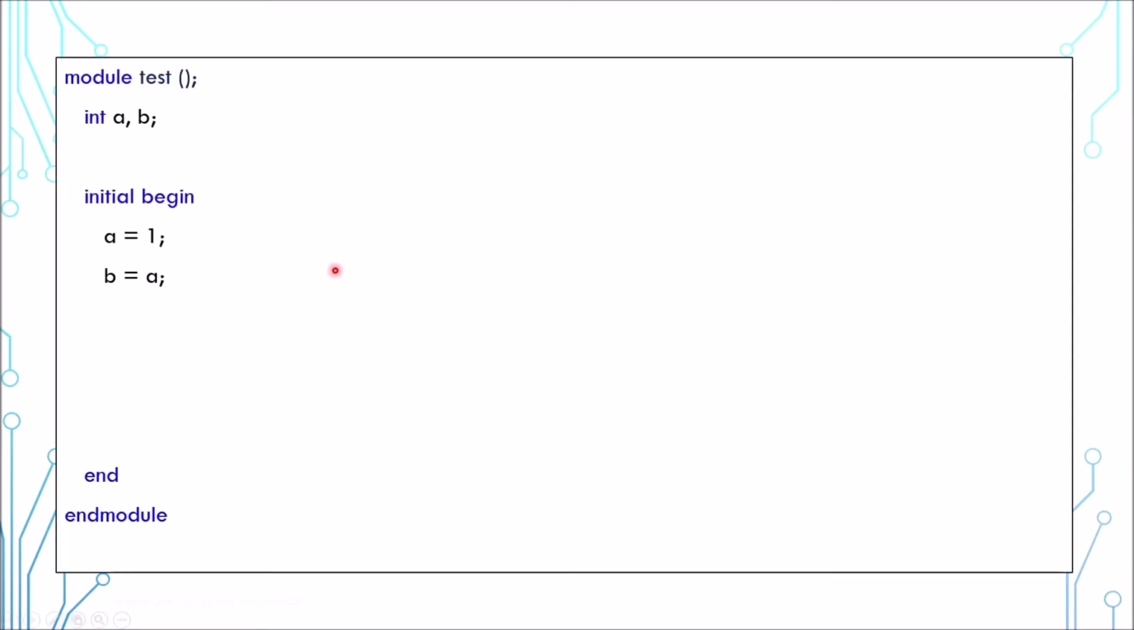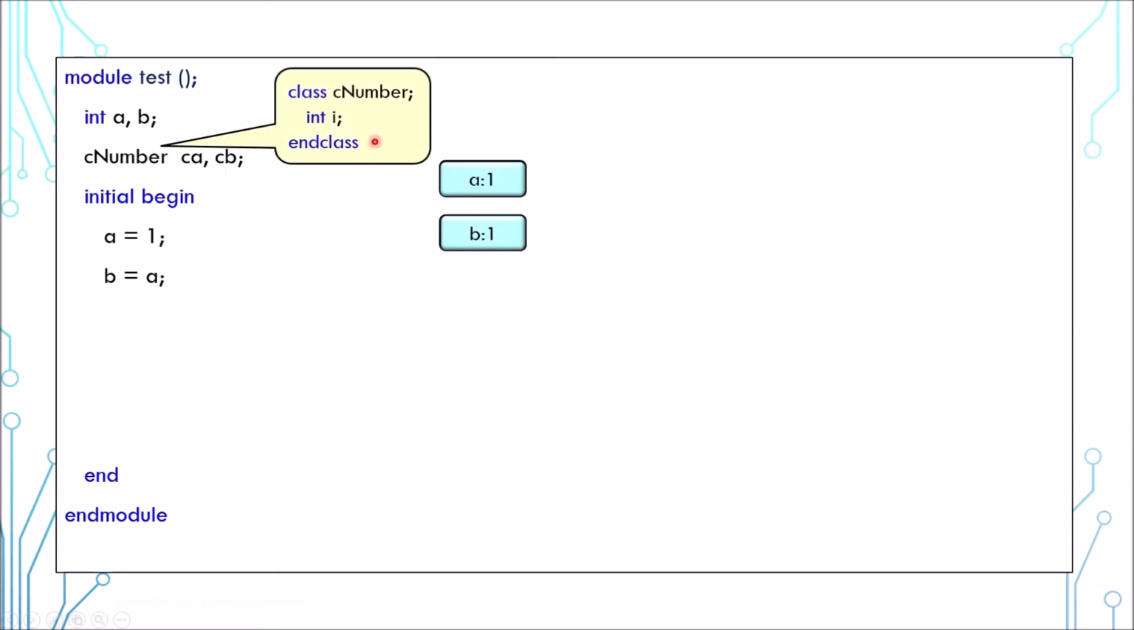Now let's get back to SystemVerilog. This example contains two int variables a and b. A is assigned to 1, then b gets the value of a. This is the same example with two handles of C number. This is the C number code. You need to remember this class as we'll be using it throughout this video.